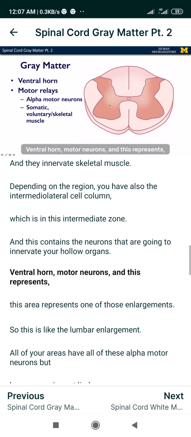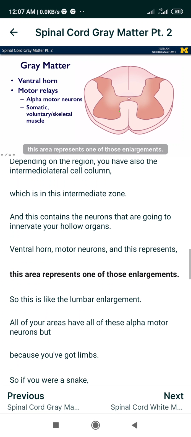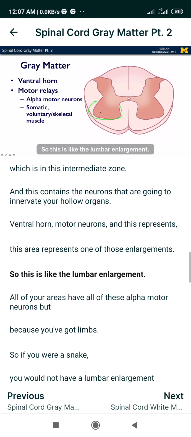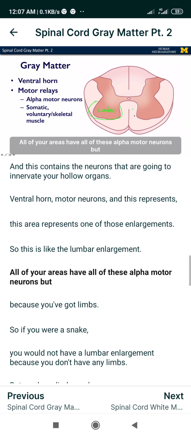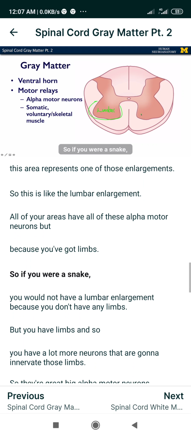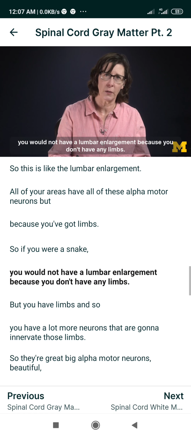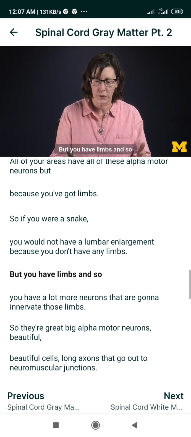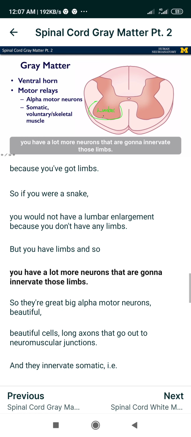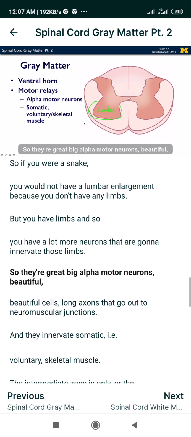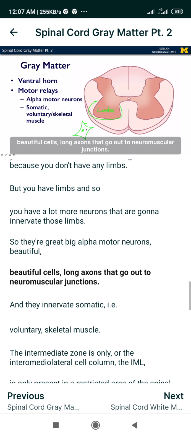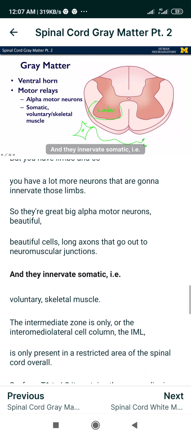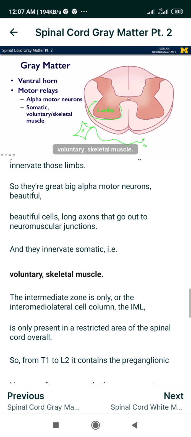Ventral horn, motor neurons, and this area represents one of those enlargements. So this is like the lumbar enlargement. All of your areas have all of these alpha motor neurons, but because you've got limbs, if you were a snake, you would not have a lumbar enlargement because you don't have any limbs. But you have limbs, and so you have a lot more neurons that are going to innervate those limbs. So they're great big alpha motor neurons, beautiful cells, long axons that go out to neuromuscular junctions, and they innervate somatic, i.e., voluntary skeletal muscle.